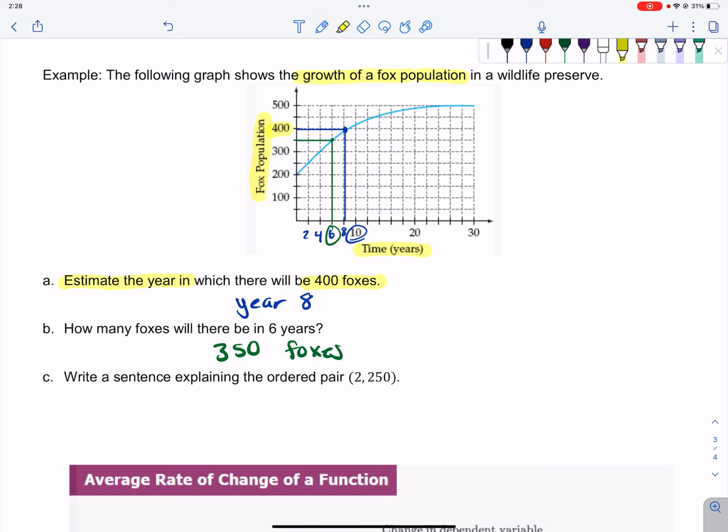The next one asks us to write a sentence explaining the ordered pair (2, 250). With our ordered pairs, we remember they are input, output, or independent, dependent. So the 2 is representing years, our independent variable, while the 250 is representing foxes. If we want to write a sentence to explain this, we could say, in 2 years, there will be 250 foxes.